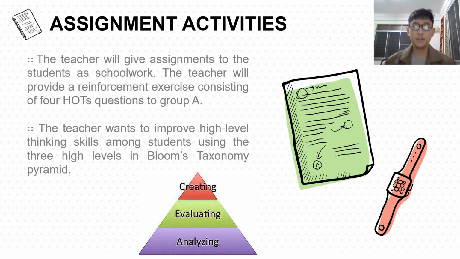After we do the assessment, now we move on to the assignment activities. The teacher will give assignments to the students as schoolwork. The teacher will provide a reinforcement exercise consisting of 4 higher order thinking skill questions to Group A students. The teacher wants to improve high-level thinking skills among the students by using the 3 high levels in Bloom's taxonomy pyramid, which are creating, evaluating, and analyzing.